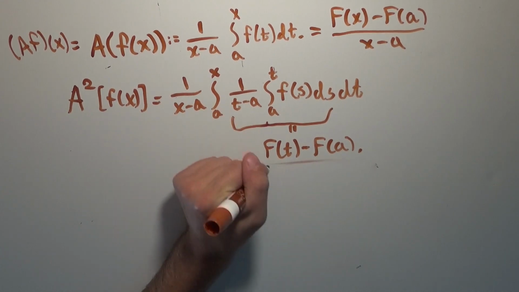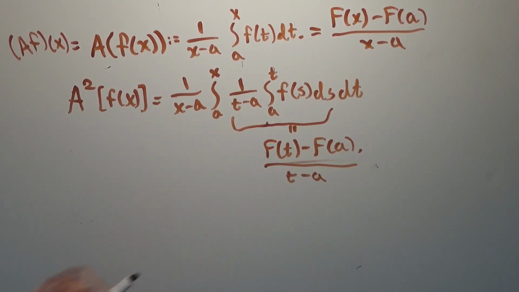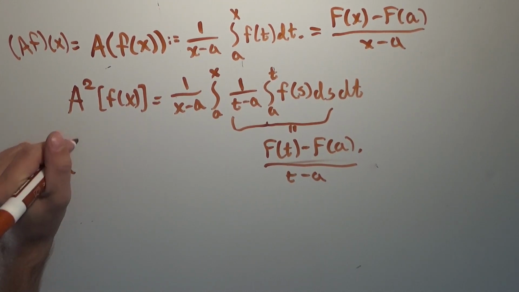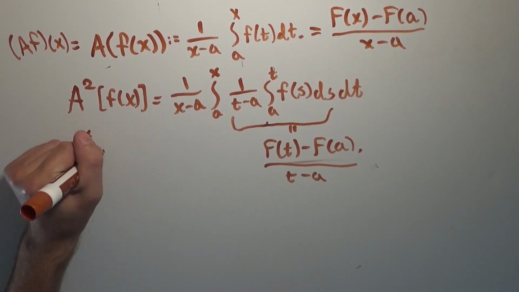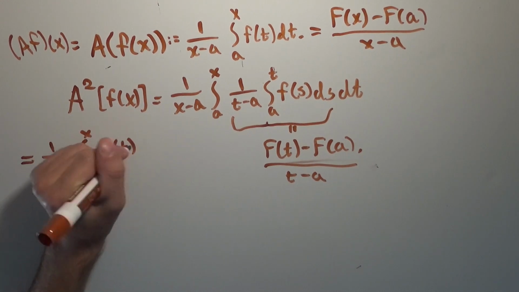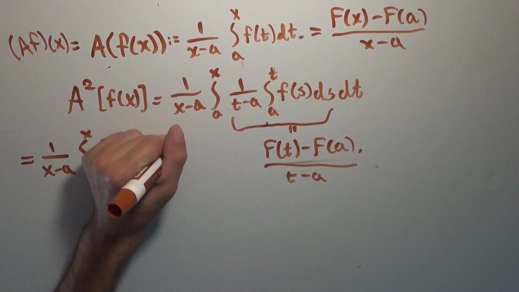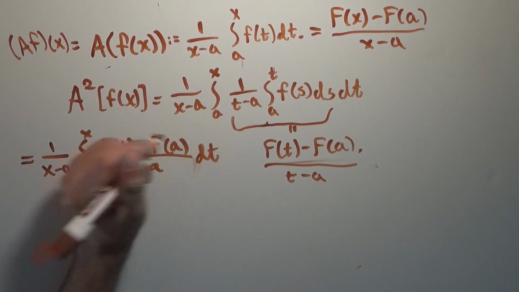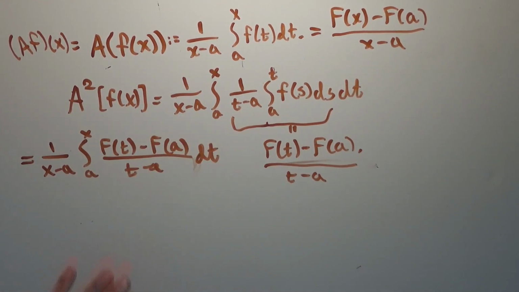This whole thing now is literally just going to be equal to this. And so we're going to put this under the integral, and it makes it pretty easy to approach in a certain way. So we now have that this is equal to 1 over x minus a times the integral from a to x of the antiderivative of f at t minus the antiderivative of f at little a, divided by t minus a, dt. And now the key is going to be to do integration by parts on this to see what we can get out of it.